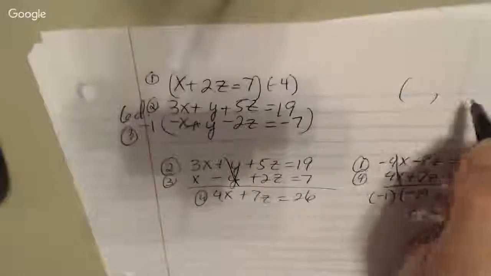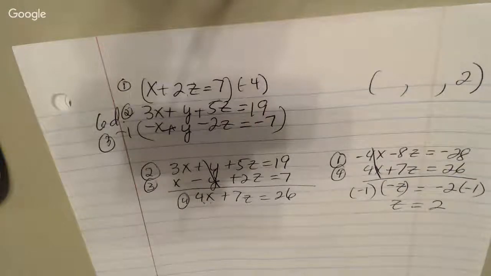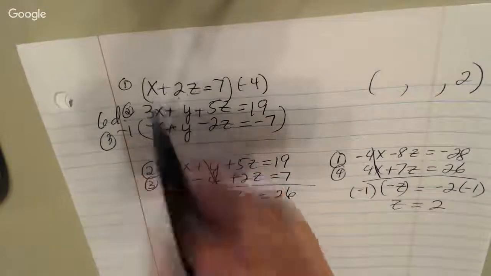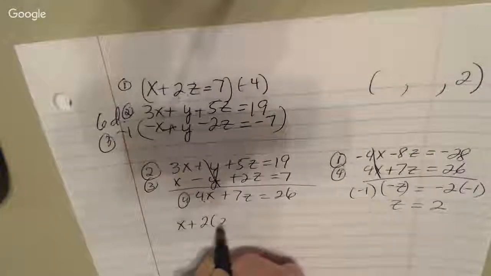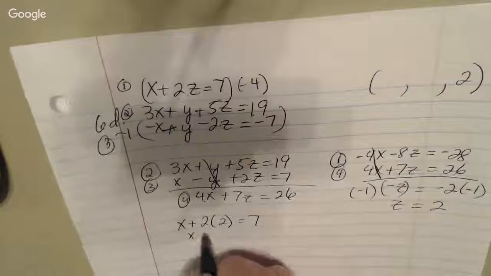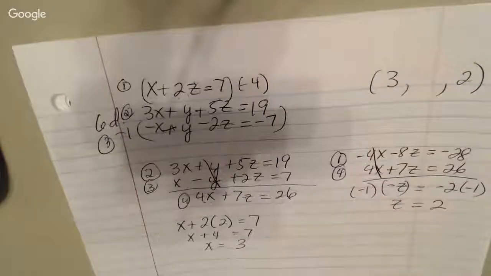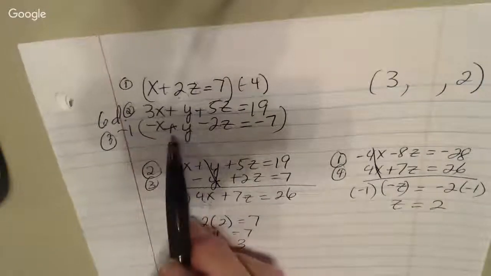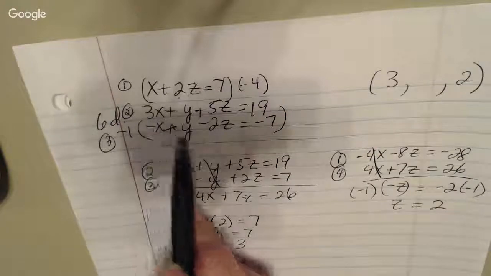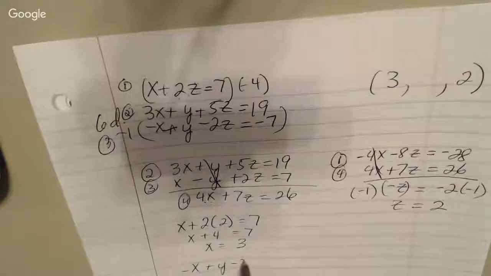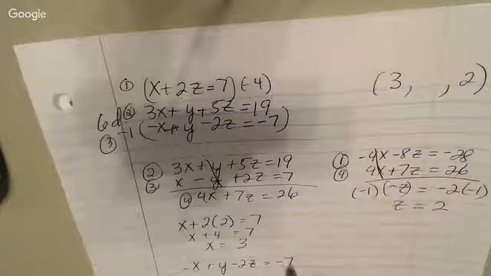So I already have now one of the components of my triplet. So now it gets even easier because I can take this original equation and put in what we know for z and find x. So I'm going to put in a 2 for z, and I'm going to subtract that 4, and my x is 3. So now I've got that, and now I just have to plug it into one more equation and find y. So I don't know, any of these would work. I think I could just use negative x plus y minus 2z equals negative 7.